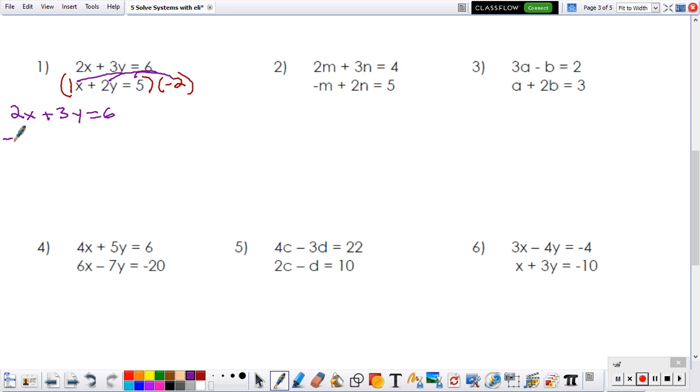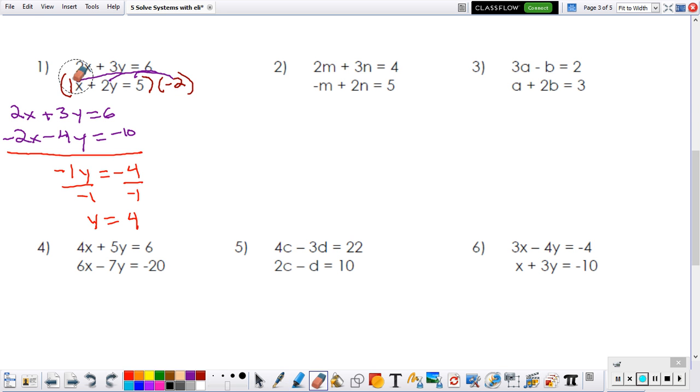So we've got -2x minus 4y equals -10. Now we can add down. 3 minus 4 is -1. 4 and -4 divide by -1. Y is 4. So now we're going to plug back in, pick the easier one. I think the second one's actually easier because it's just 1x. That means I won't have to divide. Erase to make it a little prettier.